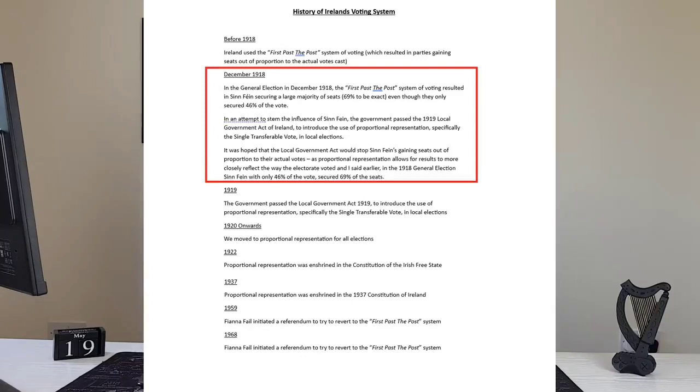As I said, prior to 1918 we used a voting system called first past the post. But in the general election in December 1918, this system of voting resulted in Sinn Féin securing a large majority of seats, 69% to be exact, even though they only secured 46% of the vote.